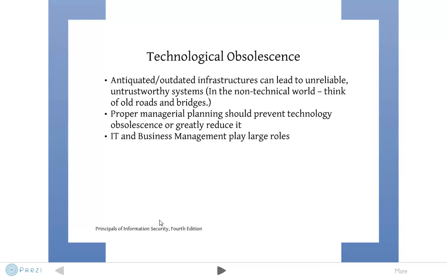Technology obsolescence. So antiquated, outdated infrastructure can lead to unreliable, untrustworthy systems. It simply is the case that as technology goes forward, people will stop producing fixes for old software. Vulnerabilities are published, and then they're well published. Fixes are not published. Also, as hardware gets old and as software gets old, the speed of computers goes up, and therefore it's easier to crack the older software and hardware. So again, being in the early majority for implementation is going to be best.